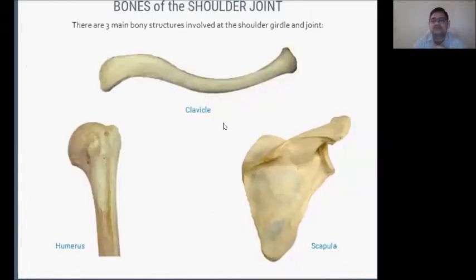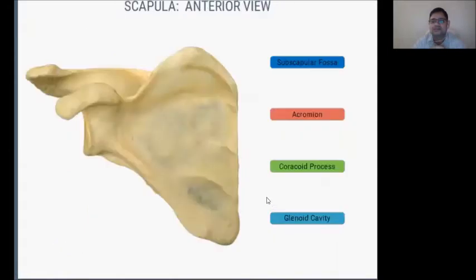Then what are the bones of this particular joint? There will be clavicle, there will be humerus, the upper end especially, and then the scapula. Then let's see the scapula first. So there are two views. One is the anterior view, one will be the posterior view.